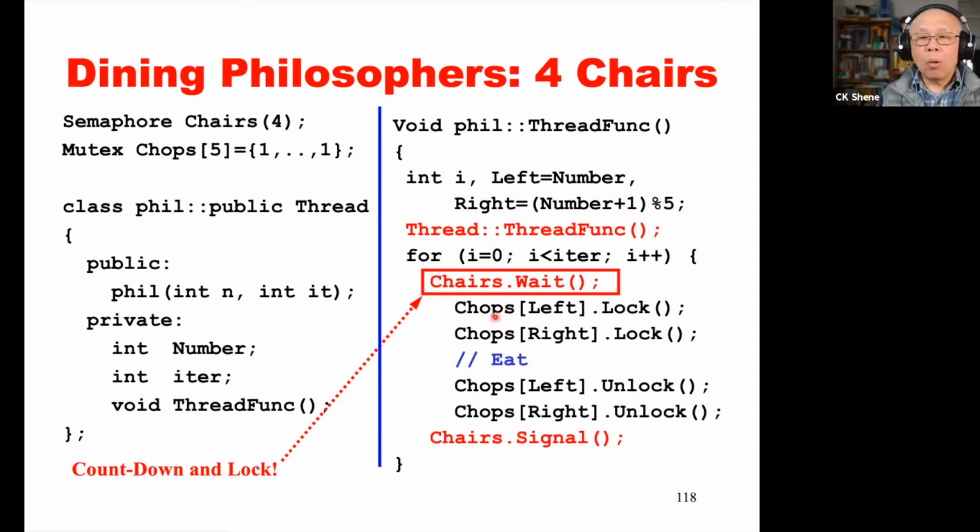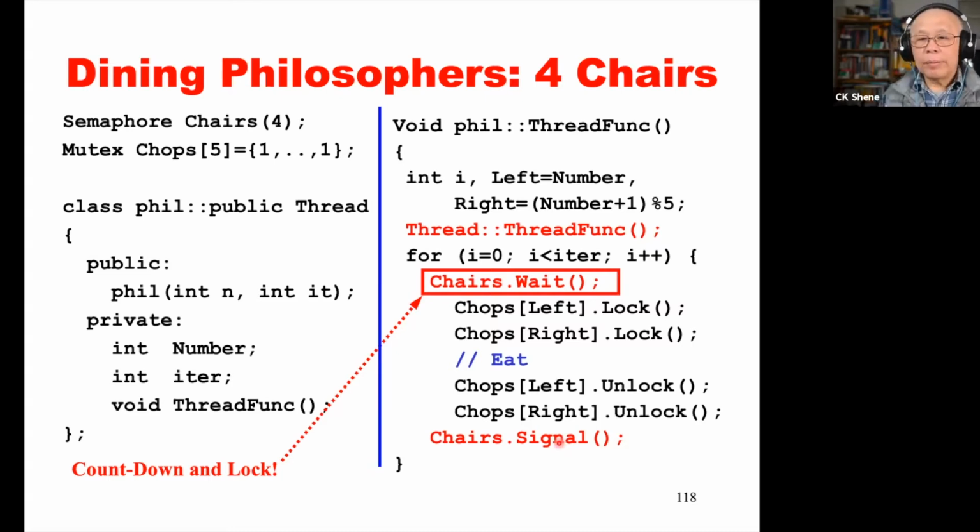And then the philosopher acquires the left chopstick. Here, if we declare it as a mutex, instead of using wait, you should use lock. So if philosopher I successfully locks this mutex, philosopher I becomes the owner of this mutex. And then philosopher I locks the second mutex for its right neighbor. If it's successful, he can eat. After eating, release both chopsticks. The order of this unlock actually doesn't matter. And finally, release the chair.